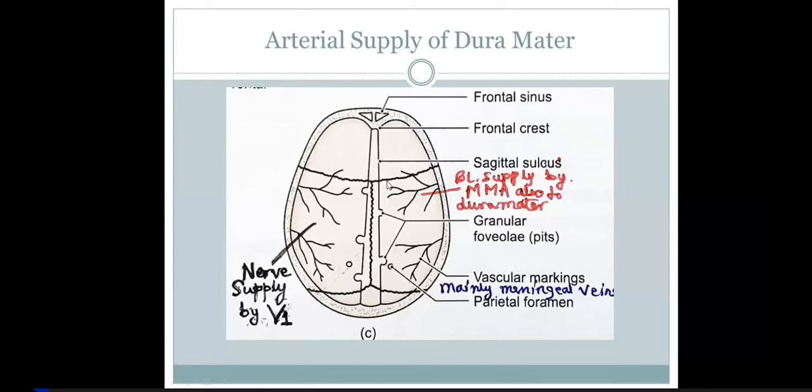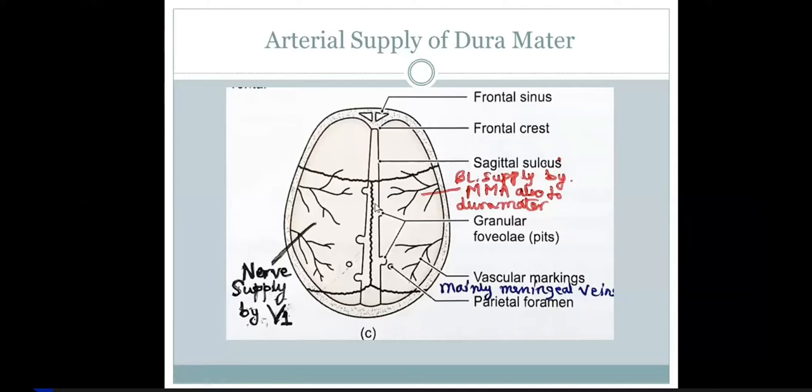Then all of it is lined from inside by the endosteal layer, the outer layer of the dura, as well as the inner layer, the meningeal layer. Both are fused actually, but at places they get separated to create spaces to form dural venous sinuses. And one of the sinuses you see here, the sagittal suture on inside has the sulcus, and that's called sagittal sulcus. And to the margins of this, there is the folding. You can see this and this. This is the folding of the meningeal layer or the dura on itself to form falx cerebri that dips between the two cerebral hemispheres.